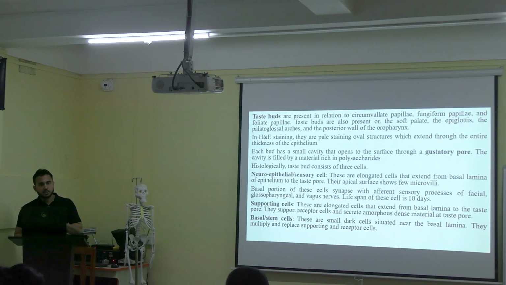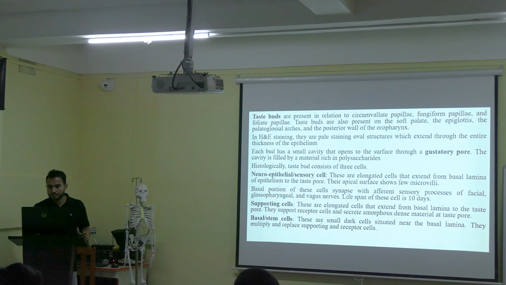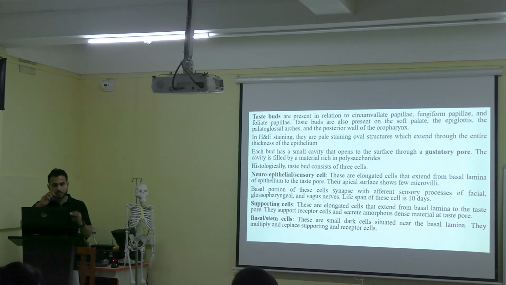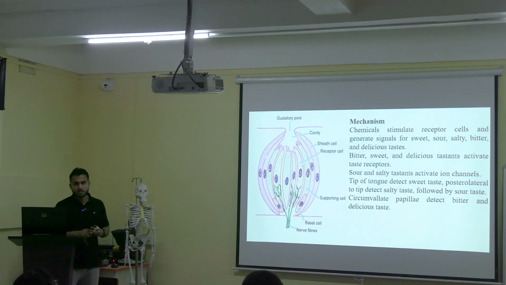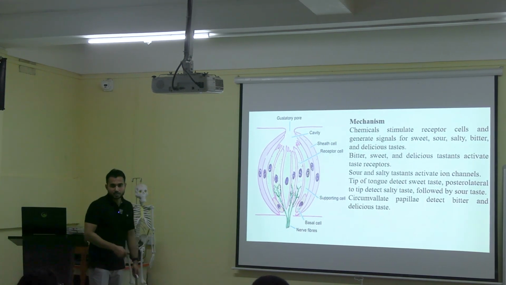Now when you take the H and E section of tongue, pale staining oval structures extend through the entire thickness of the epithelium. Now you have to understand the structure of the taste bud. First of all, the taste bud has a pore. Let me show you the diagram. Here you can see the diagram. In this diagram you can see the structure of a single taste bud.